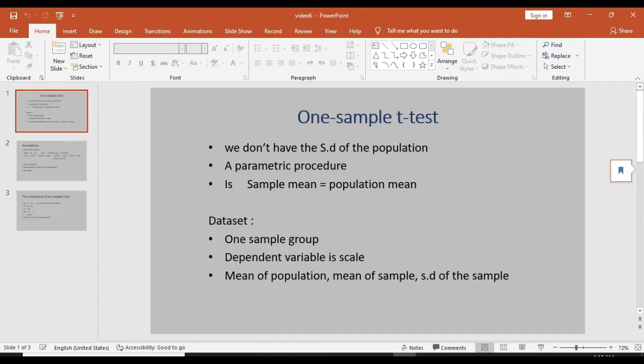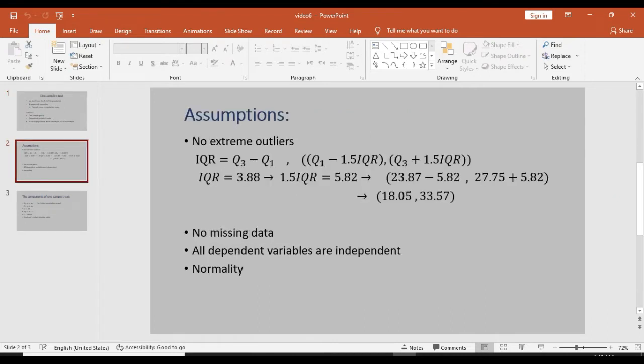What is important here is that every test is built on some assumptions, so we need to check those assumptions to make sure they are met before doing the test. And here are the assumptions. The first assumption is that there are no extreme outliers. If there are outliers that cause problems, we need to exclude them or erase those outliers.